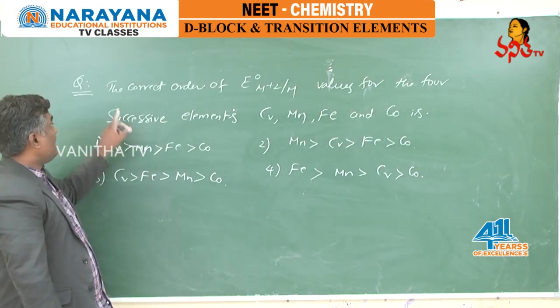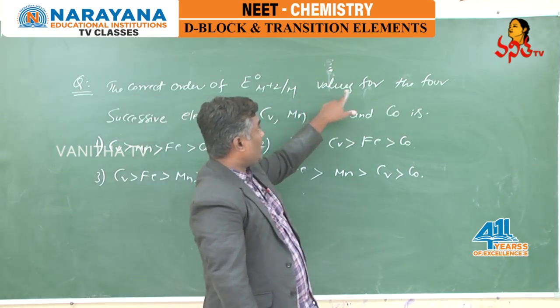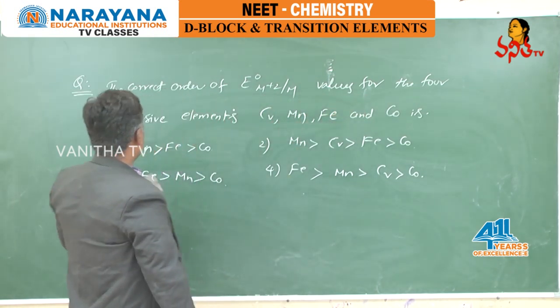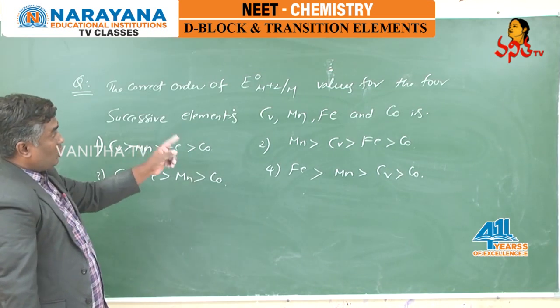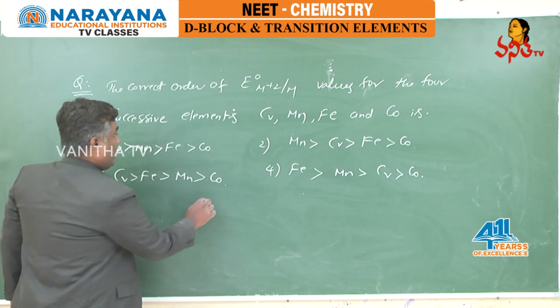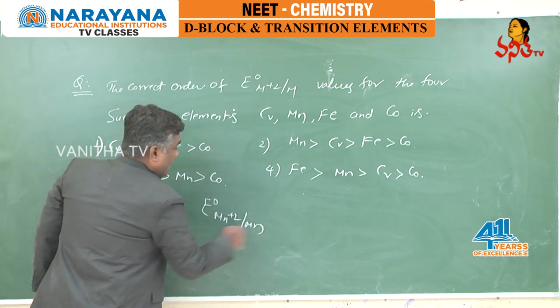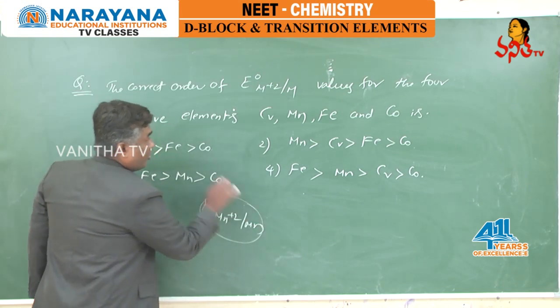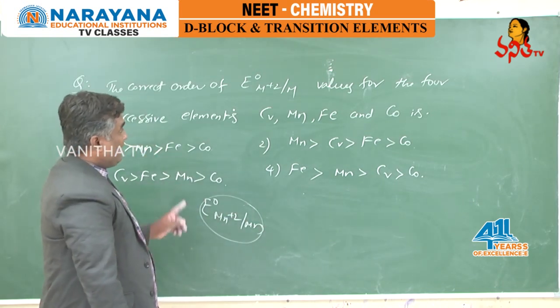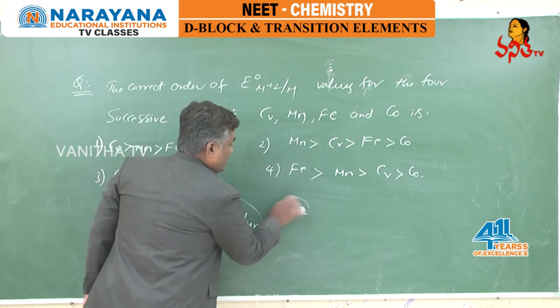Here the question is, the correct order of E naught of M+2/M values for the four successive elements they are asking. They are chromium, manganese, iron and cobalt. And here E naught of Mn+2/Mn will be more. And why? The reason is that here manganese +2 is more stable.